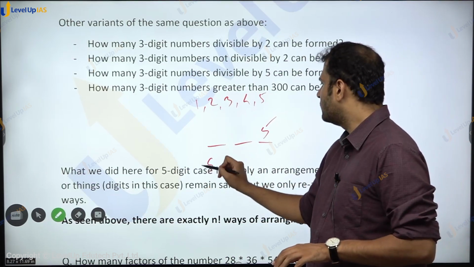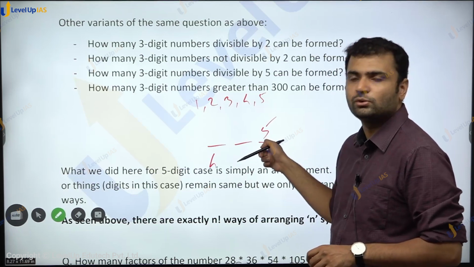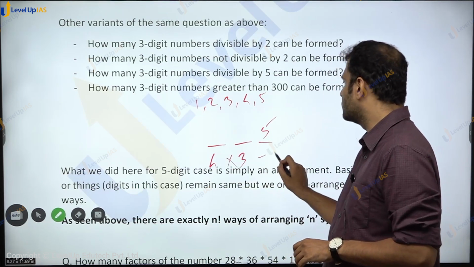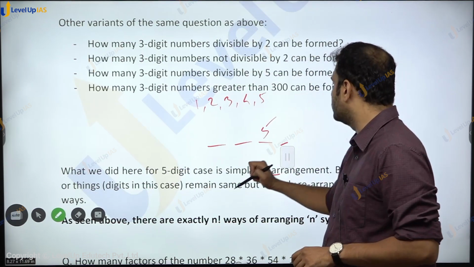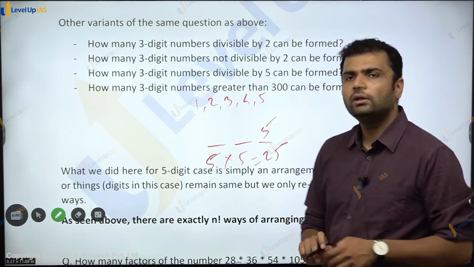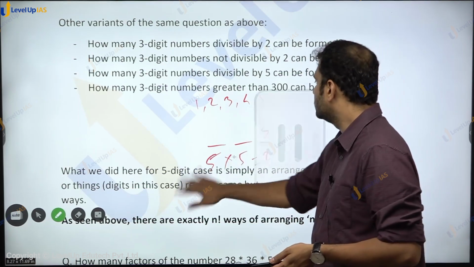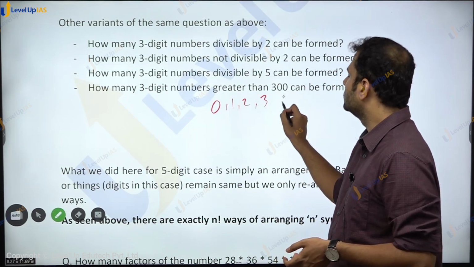Here, if repetition is not allowed, we have only 4 choices here, because one of them is used here, and here we have 3 choices. So total 12 choices. If repetition is allowed, then we have 5 choices here and 5 choices here. Total choices 25. Simple. And if we have 0, 1, 2, 3, 4, then what happens?